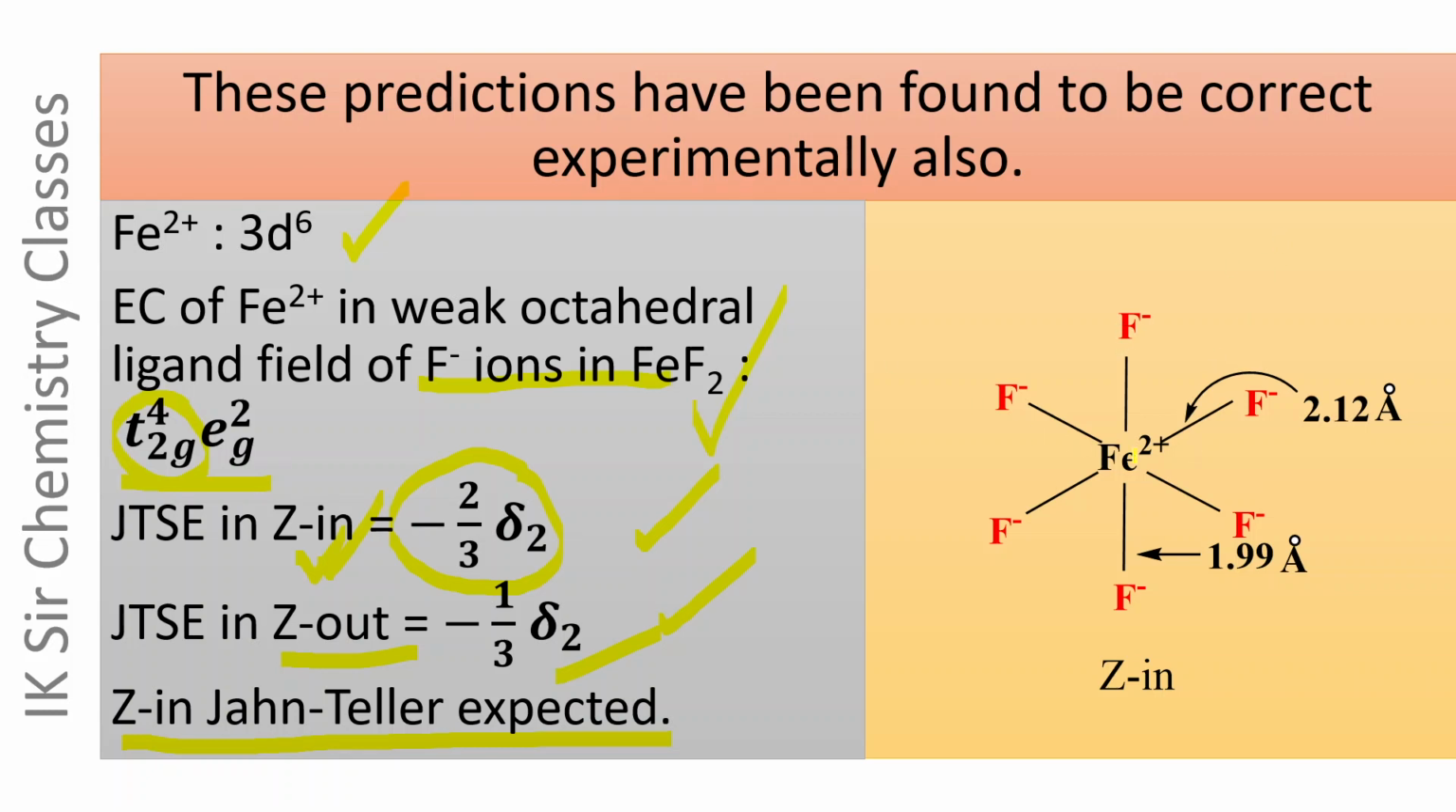Two bonds along the z-axis are shorter, 1.99 angstrom, while the four bonds in the xy plane are longer. This is Jahn Teller distortion of the type Z in, which can be predicted from the Jahn Teller stabilization energy.